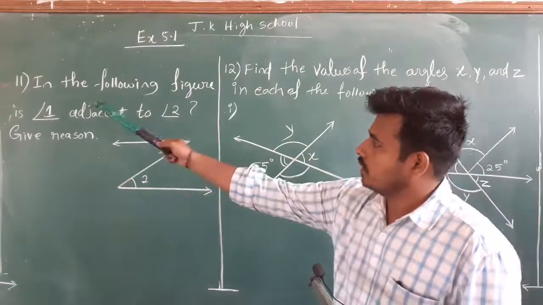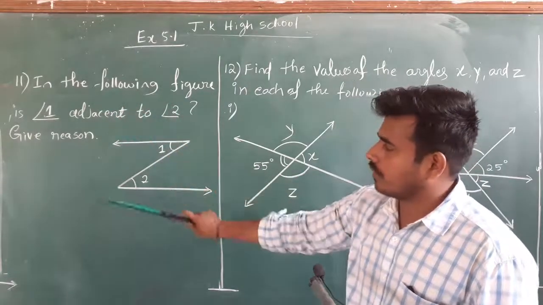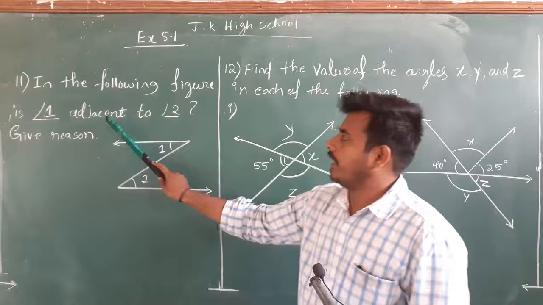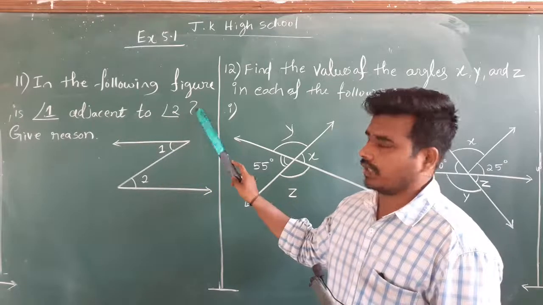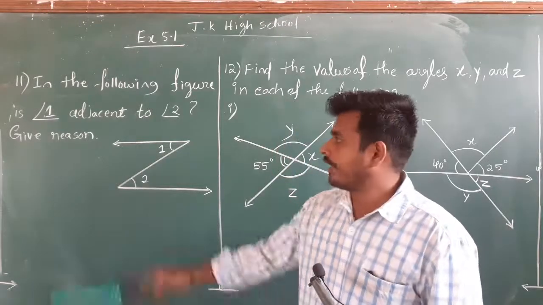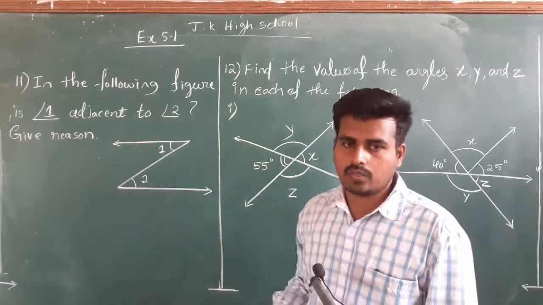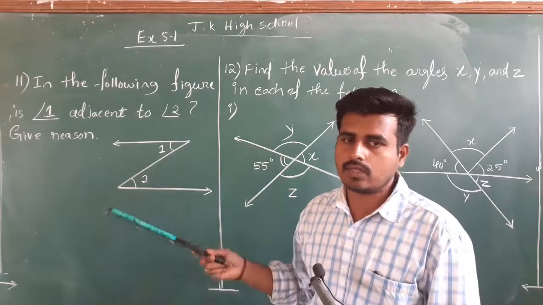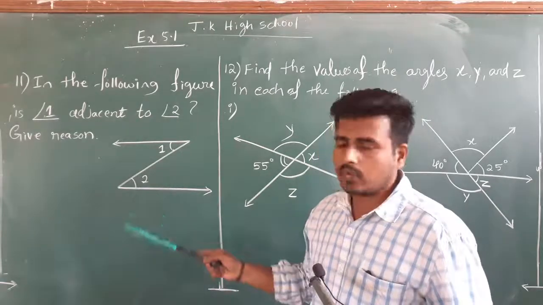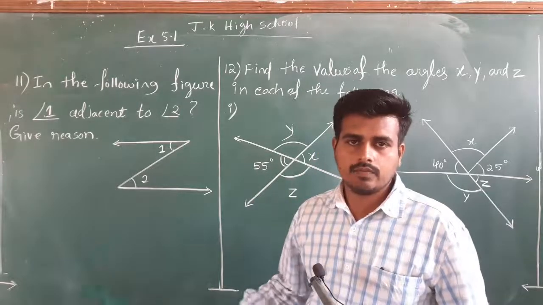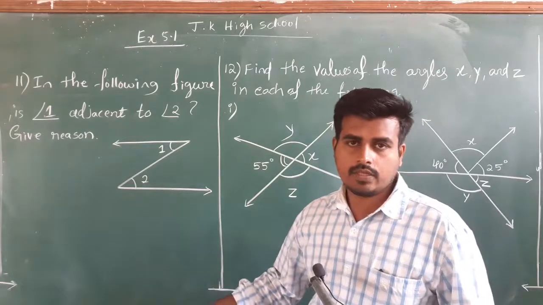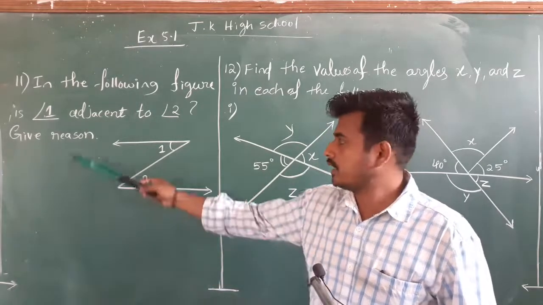In the following figure, is angle 1 adjacent to angle 2? Give reason. So he is asking whether angle 1 is adjacent to angle 2 or not. You have to decide whether it is adjacent or not, and say yes or no. If angle 1 and angle 2 are adjacent, you have to write yes. If they are not, then you have to write no. If yes, then why yes. If no, why no. You have to write the reason also.